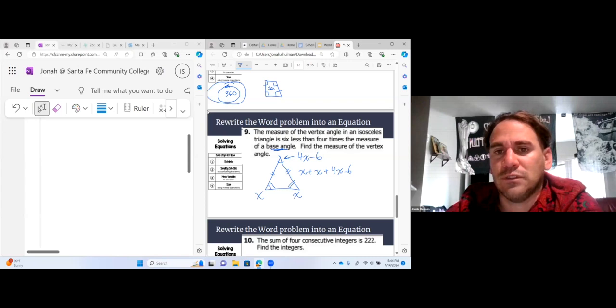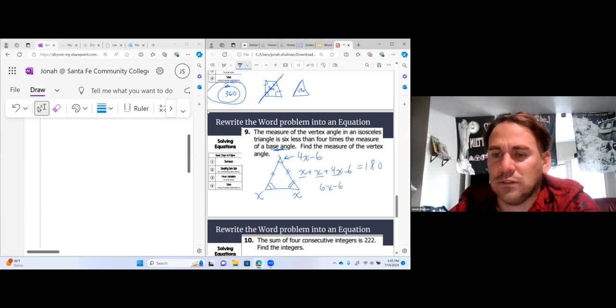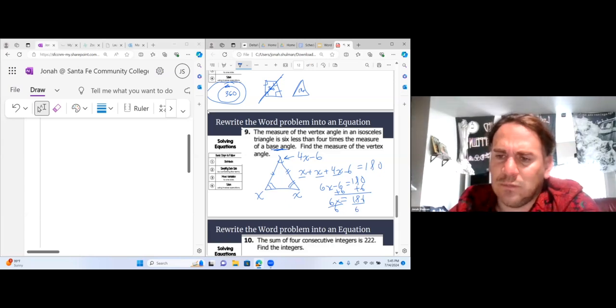But either way, 360, if I cut this in half, I have a triangle. So a triangle is 180. So we set it equal to 180, and we're good to go. 6x minus 6 equals 180, plus 6 plus 6. 186 equals 6x, divide by 6, divide by 6. 18 divided by 6 is 3. 6 divided by 6 is 1.